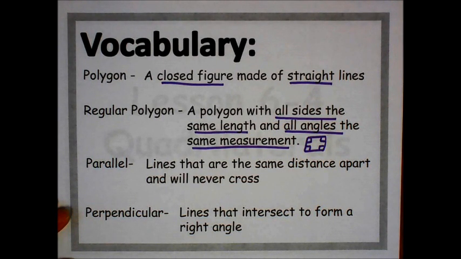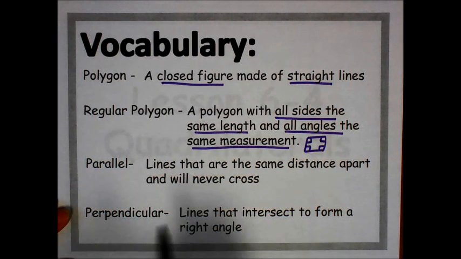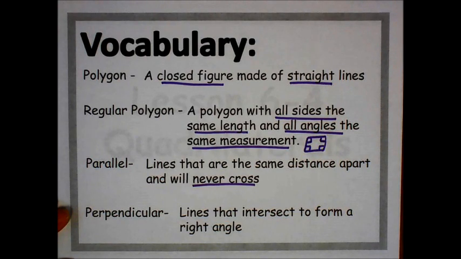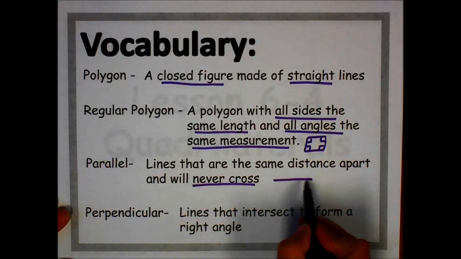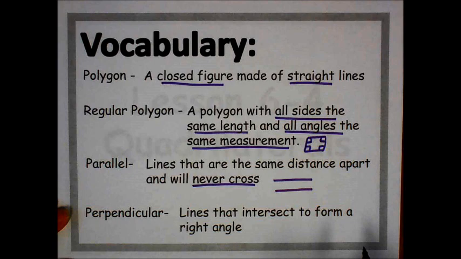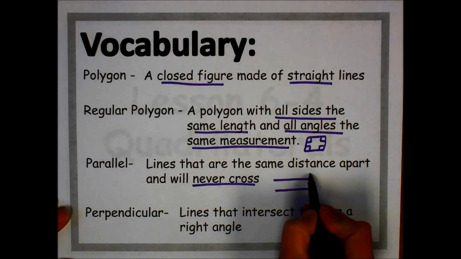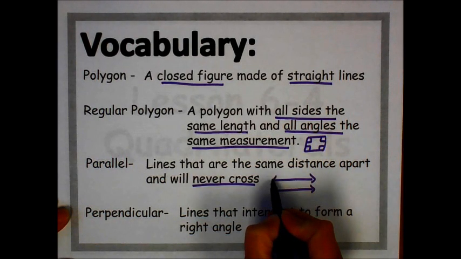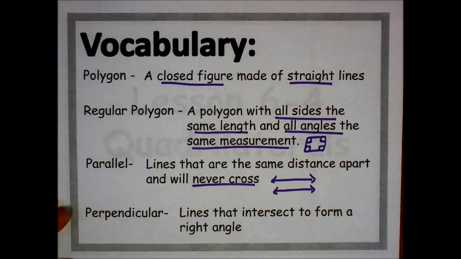Third, we have parallel. You need to know that parallel lines are lines that are the same distance apart and will never cross. So think of railroad tracks. Railroad tracks are always the same distance apart and they will never cross. So those are perfect examples of parallel lines.